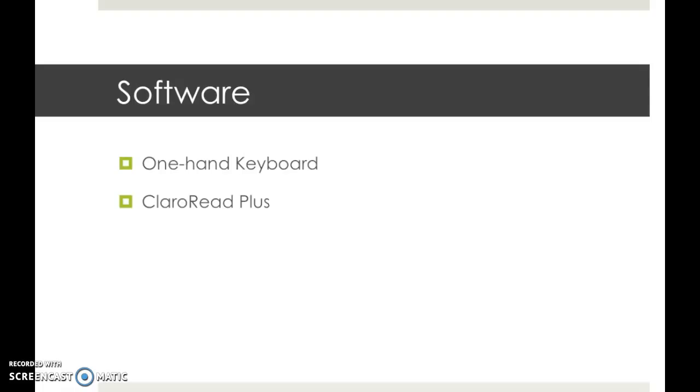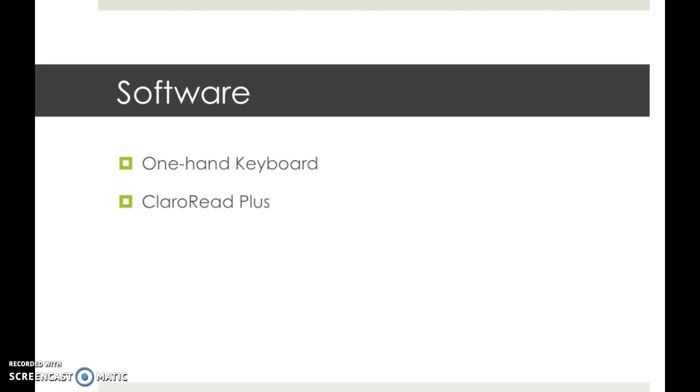For software, I chose a couple of key elements to add to the accessibility features that come with Macs and PCs: one-hand keyboard software and Clara Read Plus. One-hand keyboard software by Peter Kam for Macs and PCs allows those with the use of one hand or a broken arm the chance to more easily interact with a computer using one hand with the QWERTY system.